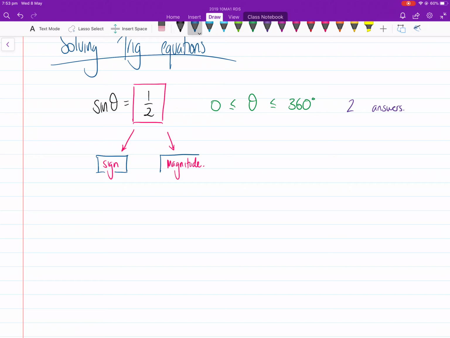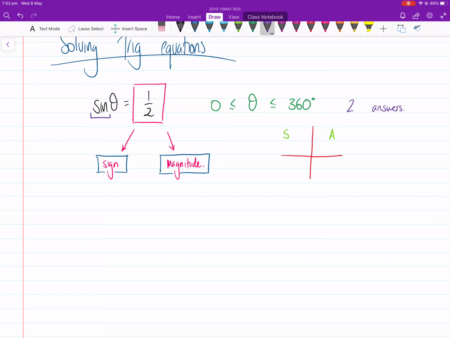The magnitude is going to tell us what the equivalent acute angle is, which is going to be the second thing that we work out. So let's have a quick think about this one. In this case, we have a positive 1/2. Now we're dealing with sine, so we have to look at our quadrants and think about the quadrants that sine is positive in. In this particular case, we know that sine is positive in the first and second quadrants, all stations to central. That means our two answers are going to be in the first and second quadrant.